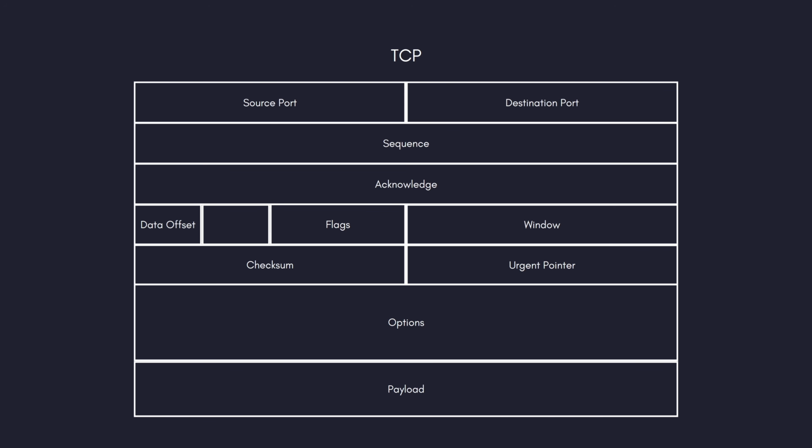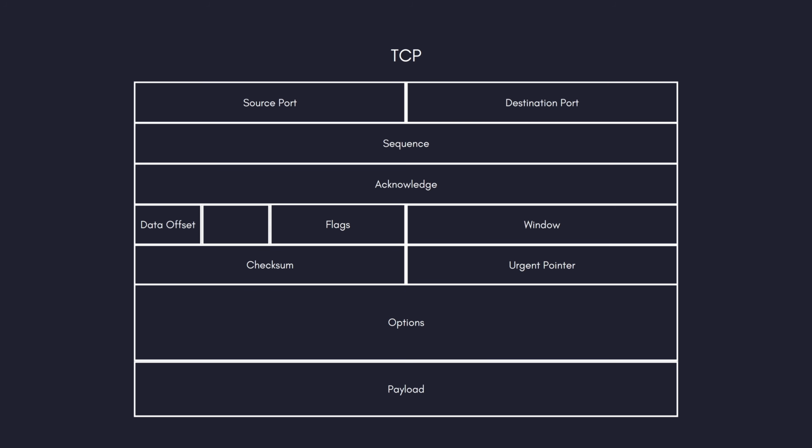And again, window will make sense once we understand sequence and acknowledge, but the way that TCP connections work is we send out a bunch of data and we expect the server to acknowledge that data. Likewise, it will respond with its own data and we have to acknowledge that. The window simply indicates how much data we can receive before we have to send out an acknowledgement, or how much data we're going to send before we have to send out an acknowledgement.